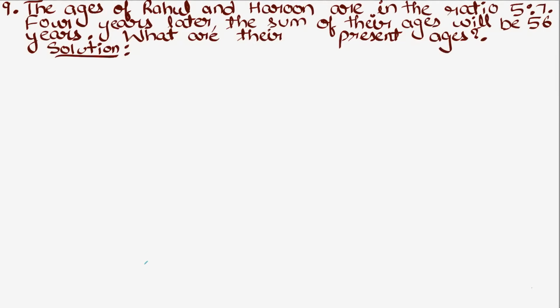It says, the ages of Rahul and Haroon are in the ratio of 5:7. 4 years later, the sum of their ages will be 56 years. What are their present ages? From the previous video, you know how ratios form. Ratios are the reduced form of a fraction which cannot be divided any further into a smaller fraction. In short, when the common multiple from a fraction is cancelled out, ratios are formed. So, let the common multiple be x in this case.